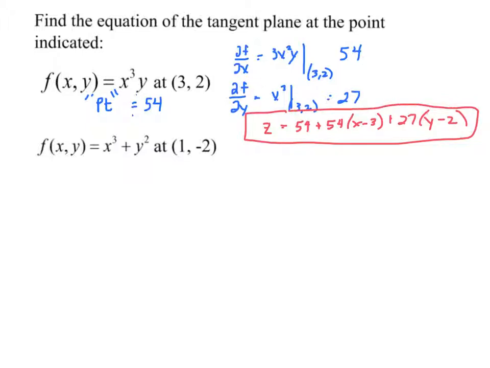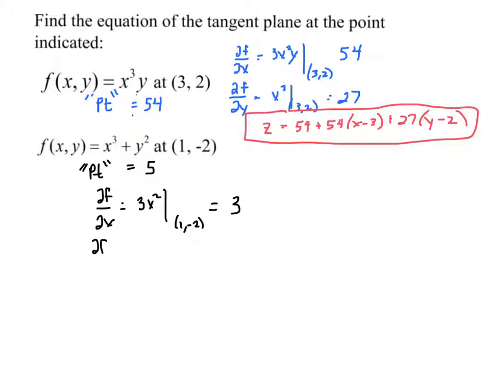All right, the next one. The point piece of this: plug in 1 and negative 2. So 1 cubed plus negative 2 squared, so it's 5. So the partial derivative with respect to x is 3x squared. Evaluate at 1 and negative 2. So this is just 3.